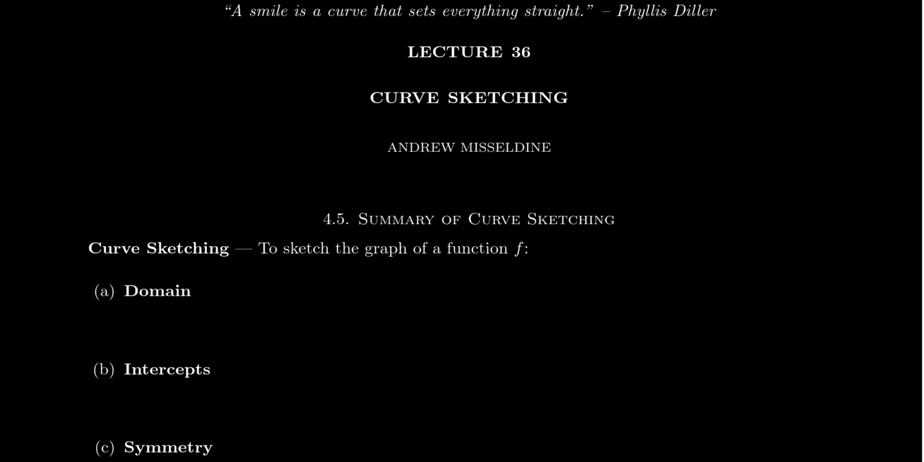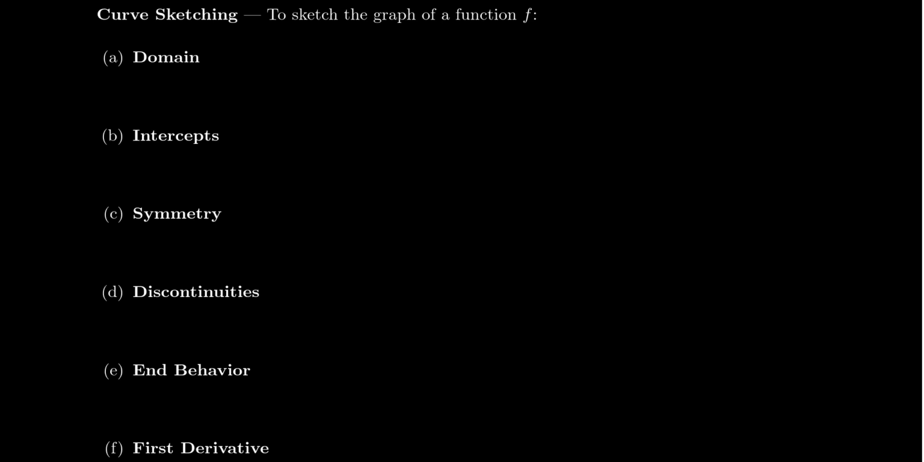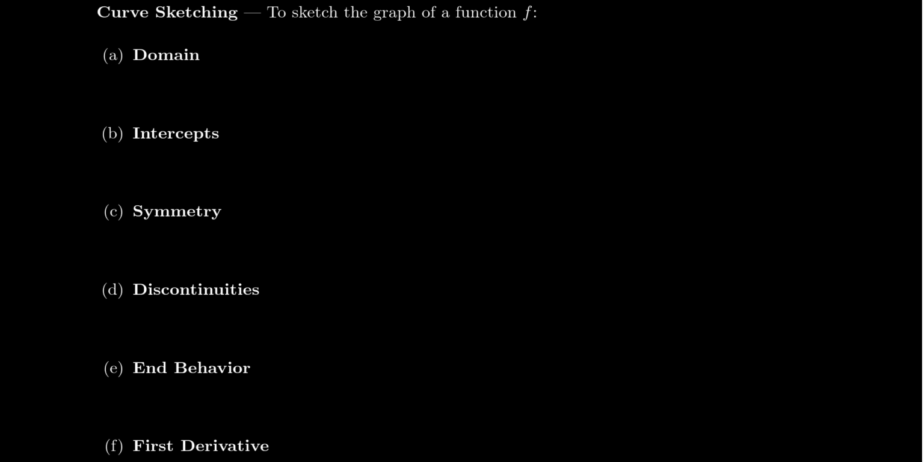If we follow along with the same suggestions that Stewart offers in his calculus textbook, we have a list of things, A through E, that go into a good curve sketch. So how does one sketch the graph of a function f? The first on our list is the idea of domain. We should know what the domain of the function is. And the domain, remember, is all of the possible x coordinates.